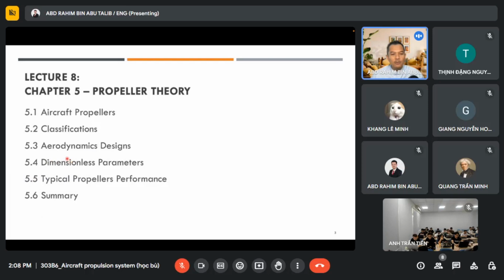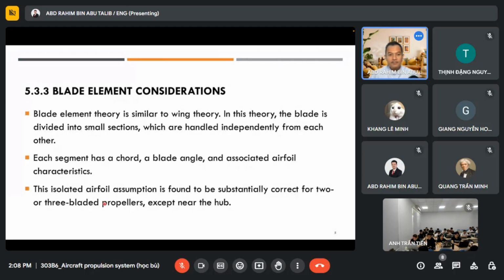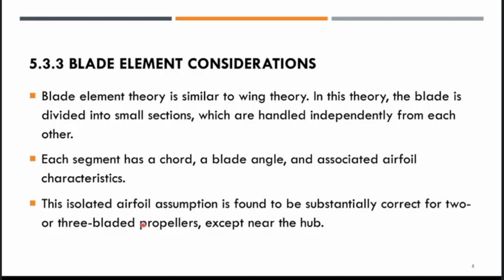And for today, we are going to continue 5.3 aerodynamic design, in which we will look into the aspect of blade element considerations. Last Monday you were already introduced to propellers, the nomenclature of propellers, and the different types of propeller characteristics. To continue from last Monday's topic, we are going to talk about blade element consideration.